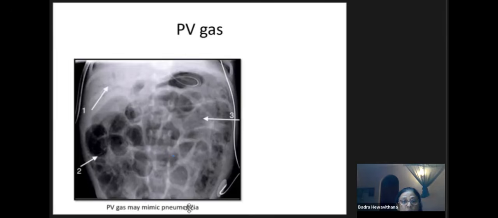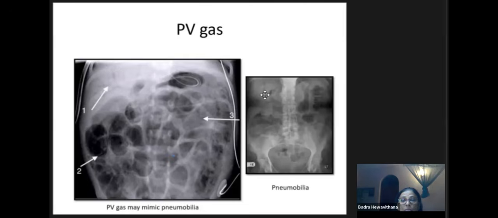This may mimic pneumobilia, so you should be able to differentiate, because this is not as dreadful as portal venous gas. So this is a case of pneumobilia. You can see gas in the biliary tree. You can see it is coming right down. Actually, gas in the biliary tree is more central. It is mostly around the porta hepatis, whereas portal venous gas extends more peripherally. And you don't see it like gas in the common bile duct. So you should be aware of these two, and you should be able to differentiate pneumobilia from portal venous gas.